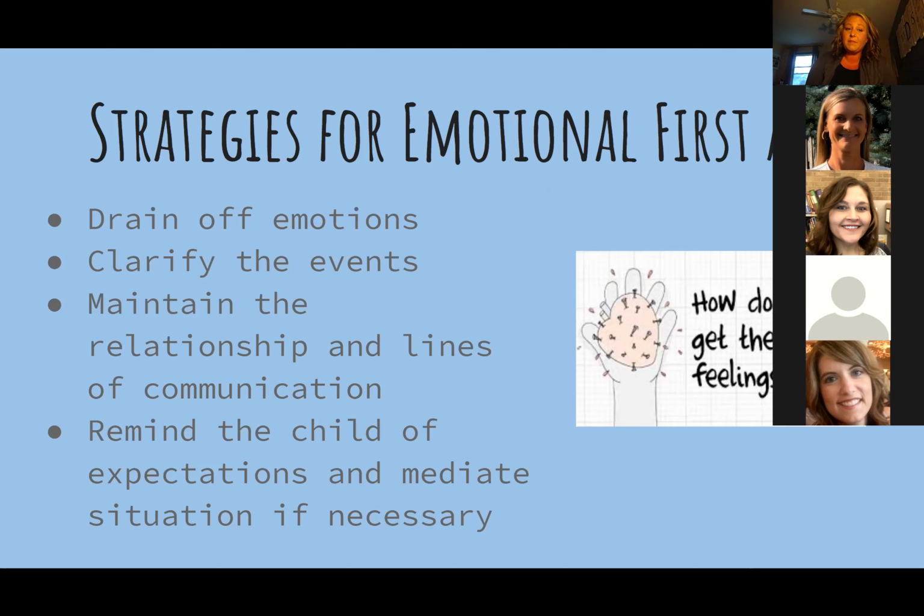So which is the next step? Clarifying the events. We have to understand that a lot of times when things happen, students have this distorted view of what happened, right? You did this to me on purpose. Or he or she bumped into me on purpose and they wanted to knock me down. In those moments, even as adults, we have that too, right? We feel like somebody's coming at us and the event happened purposefully. So our job is to help them clarify the events.